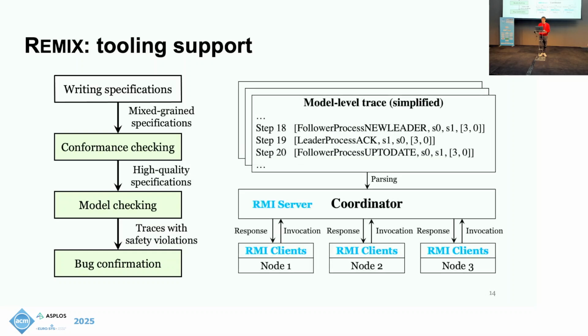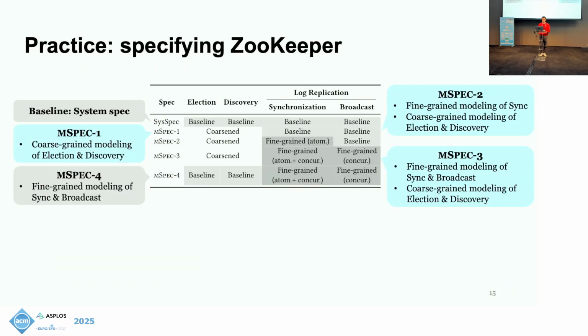Remix realizes deterministic execution by having a central coordinator that intercepts and coordinates actions from different threads on different nodes. The coordinator takes a module-level trace as the input, schedules the code-level actions one by one according to the module-level trace, and injects faults when needed.